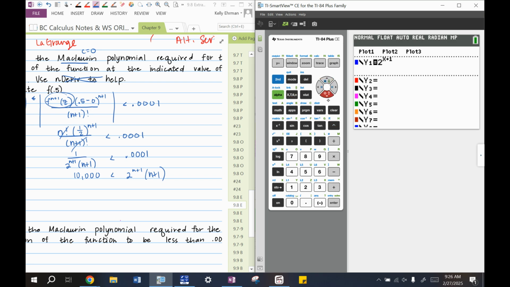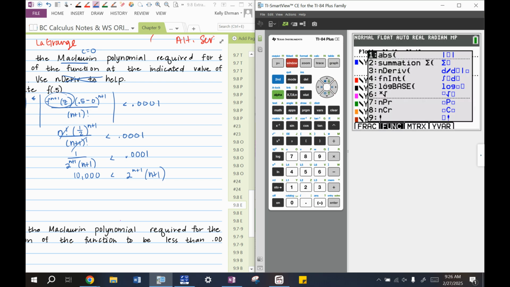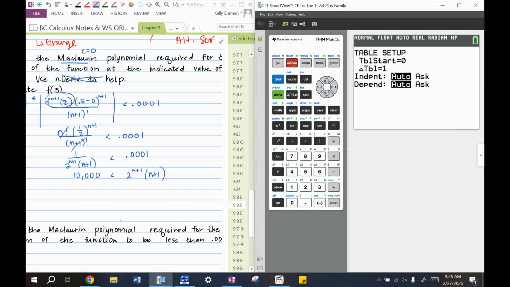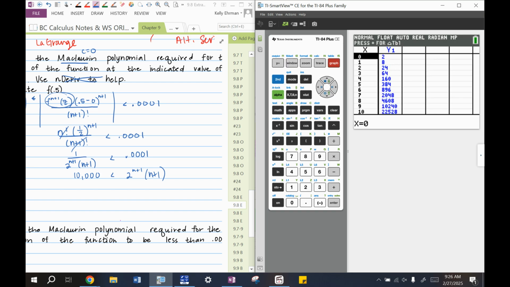I wouldn't just plug in a bunch of things. It's this times x plus 1. And I'm going to start my table at, it's already starting at 0. So when I go to second table, I'm looking for which value gets me higher than 10,000. It looks like it is 9. And yeah, if I did this in the fraction version, I'd be over here making sure the decimal is less than 0.0001, but n equals 9.